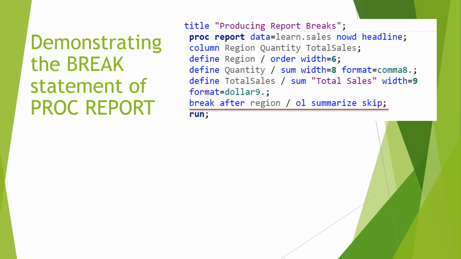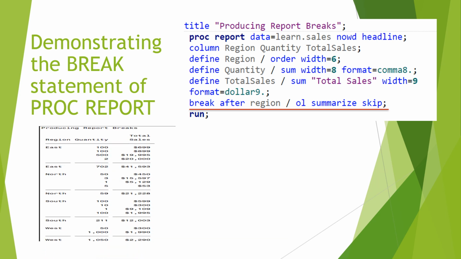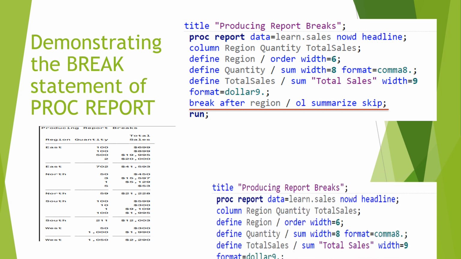With the BREAK statement, you also need to specify one or more group or order variables that define where to print the summary statistics. The option SUMMARIZE prints the appropriate summary statistics after the break, and SKIP prints a blank line after the summary line. In this program, a line showing the sum of quantity and total sales is printed for each change in the region value. If you don't want the summary line to contain the values of the break variables, use the SUPPRESS option.